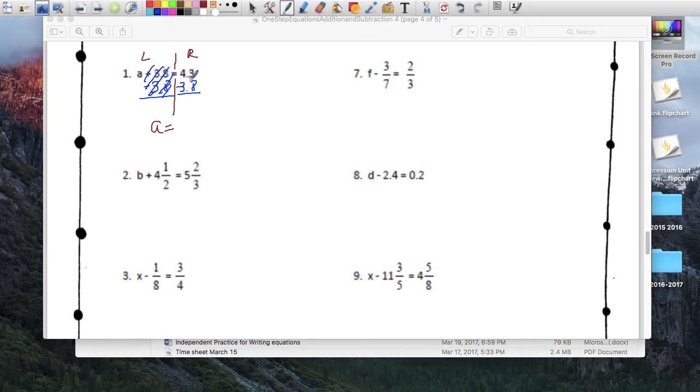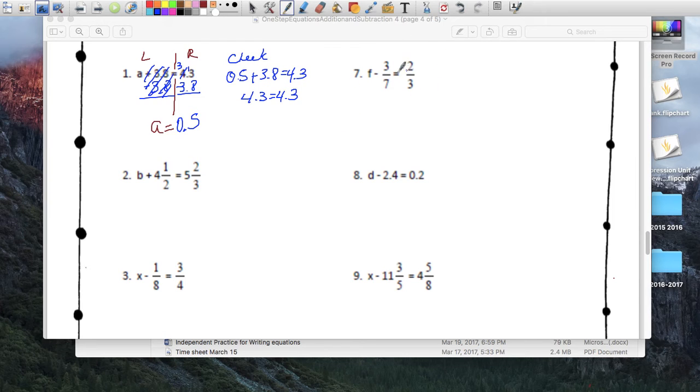On the other side, 4.3 minus 3.8. I need to do some borrowing. That becomes a 3. That becomes a 13. 13 minus 8 is 5. And 3 minus 3 is 0. I get 0.5. So a is 0.5. So my check, I'm going to substitute. I'll put 0.5 plus 3.8 equals 4.3. And I know that indeed 3.8 plus 0.5 is 4.3. And 4.3 on the left side equals 4.3 on the right side. Okay, so I know I'm okay with that.